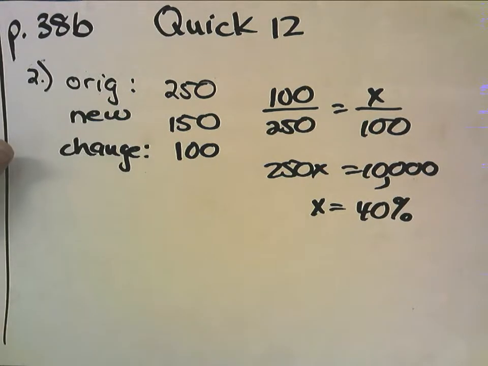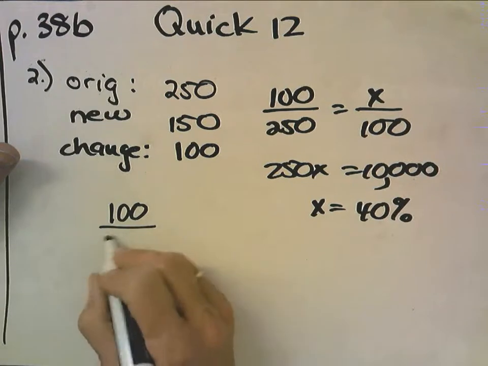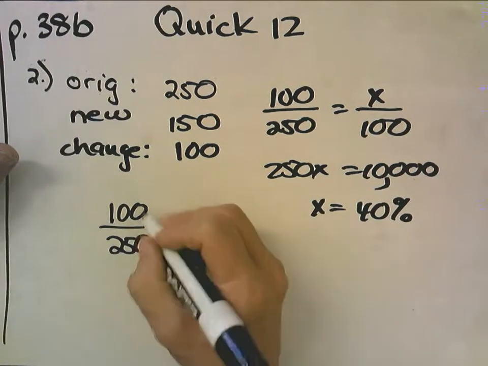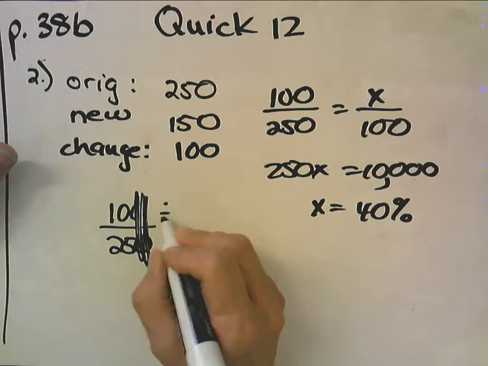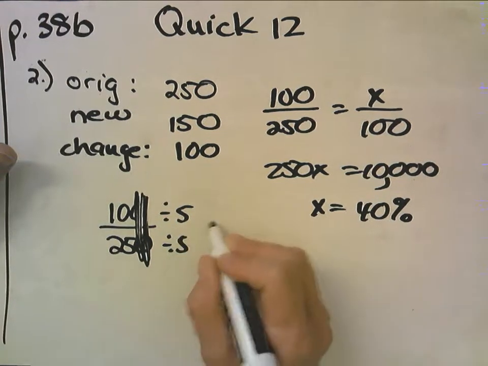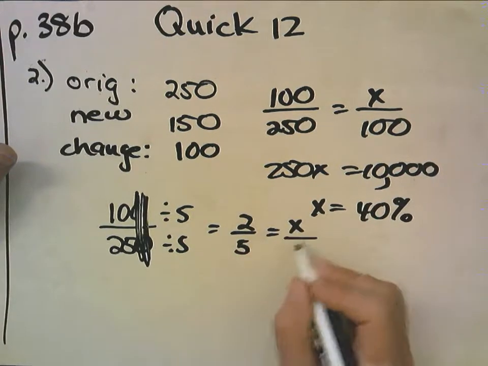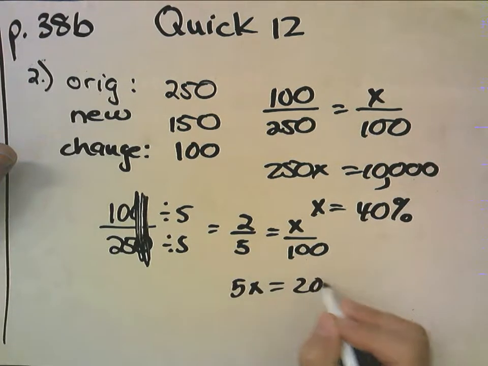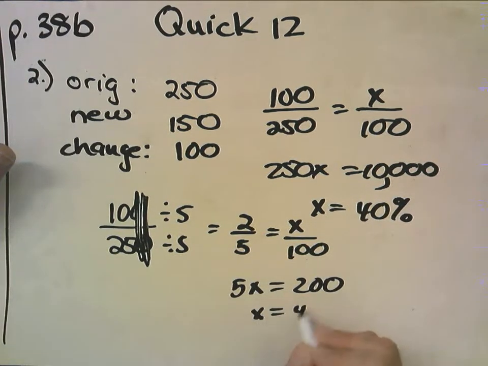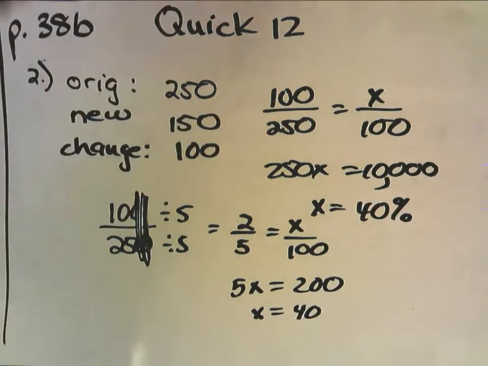Now, I'm letting you use a calculator. But if you didn't have a calculator, let's think of what we could do with this fraction. First of all, we could get rid of both zeros, divide both by 10. Now I can divide both by 5. So I end up with 2/5 equals x over 100. So this you could actually do by hand. 5x equals 200, x equals 40. So when you don't have a calculator, it makes sense to simplify. When you have a calculator, it really doesn't matter.